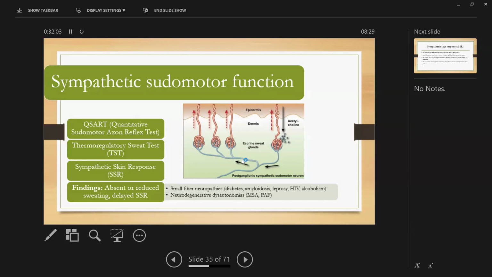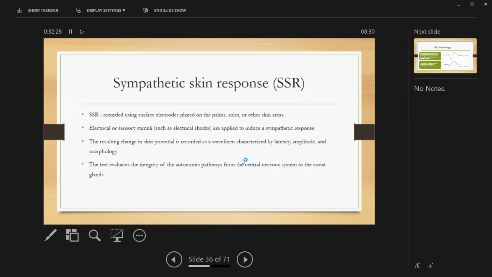There are three types of tests: the quantitative pseudomotor axon reflex test, the thermoregulatory sweat response, and the sympathetic skin response. In small fiber neuropathies with failure of the autonomic mechanism, this can get affected. For example, in diabetes, amyloidosis, and neurodegenerative dysautonomias like MSA and pure autonomic failure, this can be affected. First, let us talk about the sympathetic skin response.